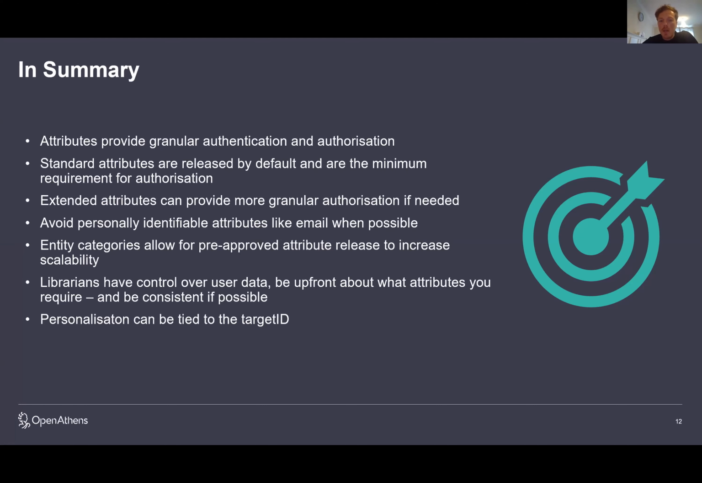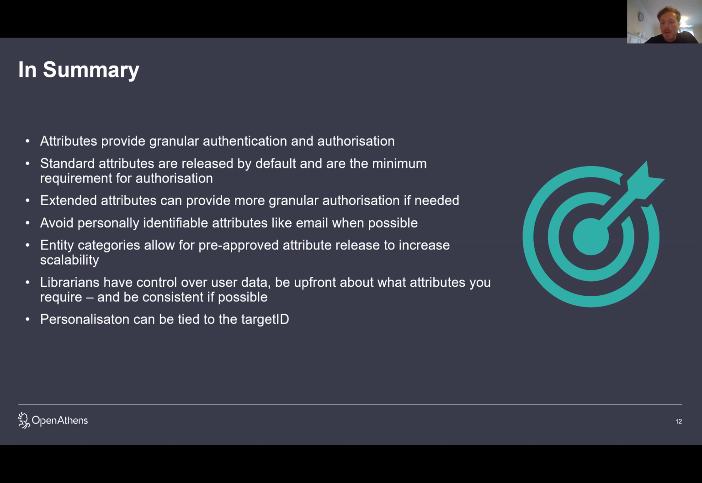So if you do need to sell licensing to a particular faculty or at an organization, you can certainly do that through an attribute release policy. But when you do this, please avoid personally identifiable attributes like email when possible, even to the point that you'll often get opposition from libraries anyway. By asking for it, you do cause suspicion with a lot of libraries. So avoid that as much as possible.